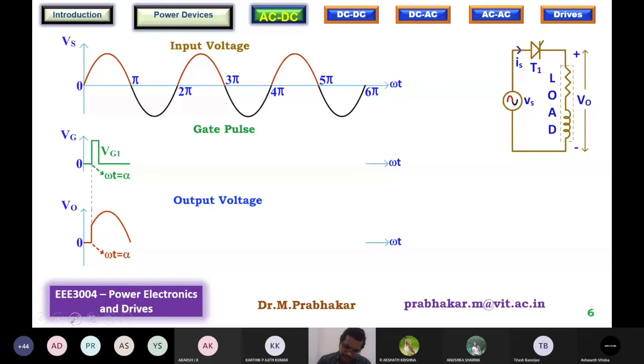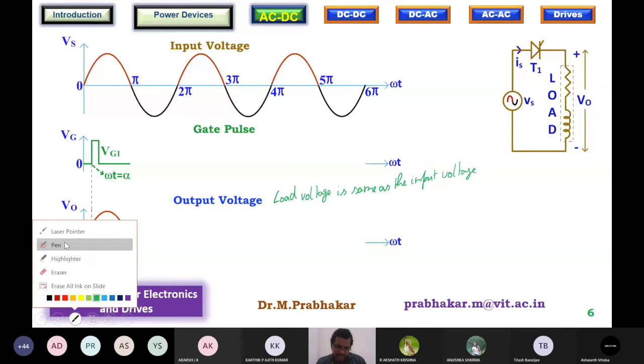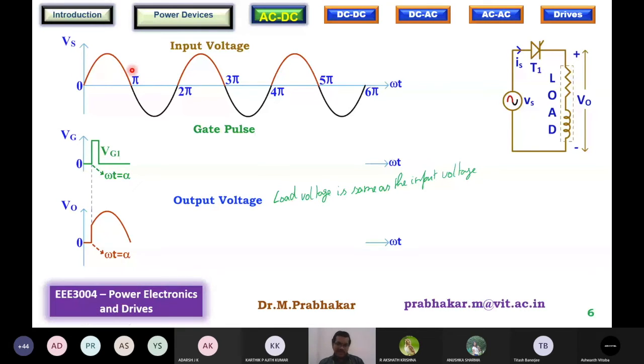Whatever it is, that will be the same as the input voltage. So because of this, we have drawn the output voltage waveform exactly similar to the input voltage. Please note this waveform carefully. At omega t equal to alpha, look at the magnitude at which V naught starts. It doesn't start at 0. Please understand that. It starts at whatever would be the value at that instant.